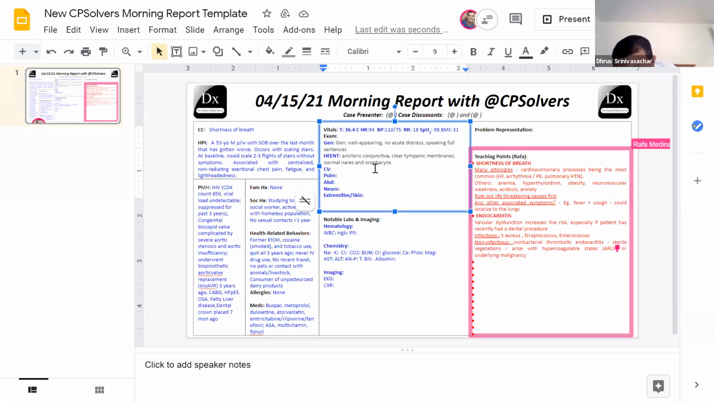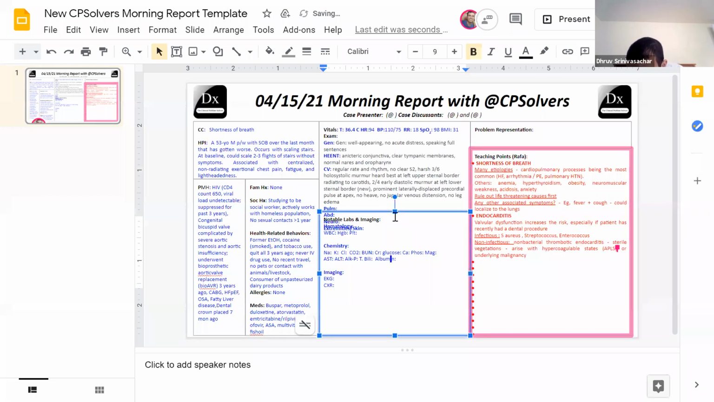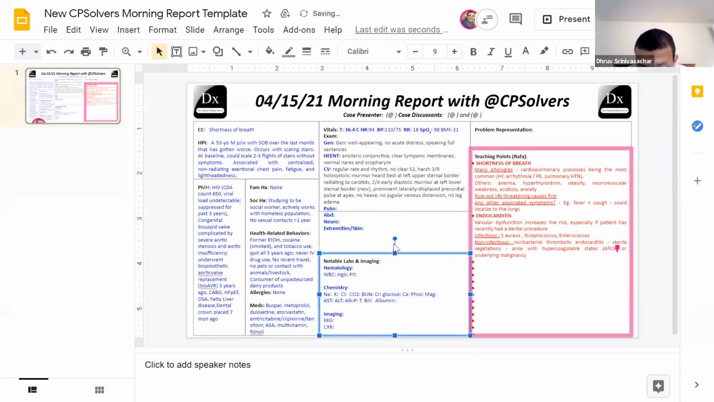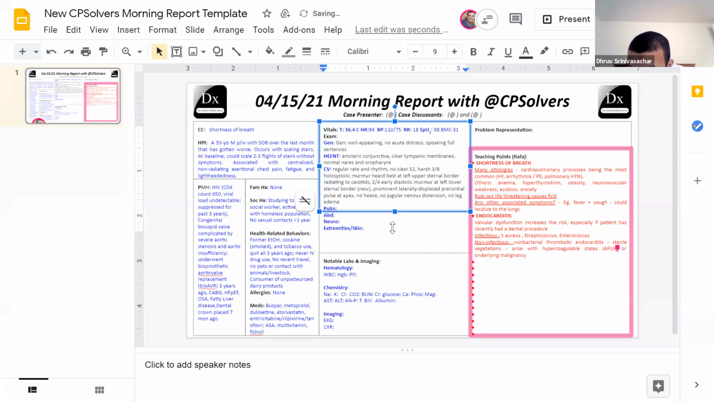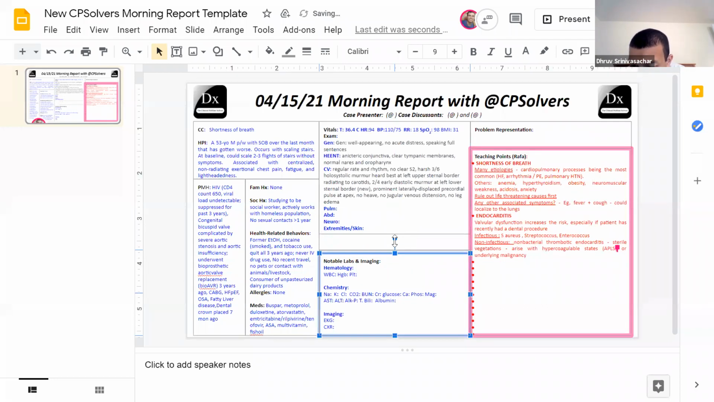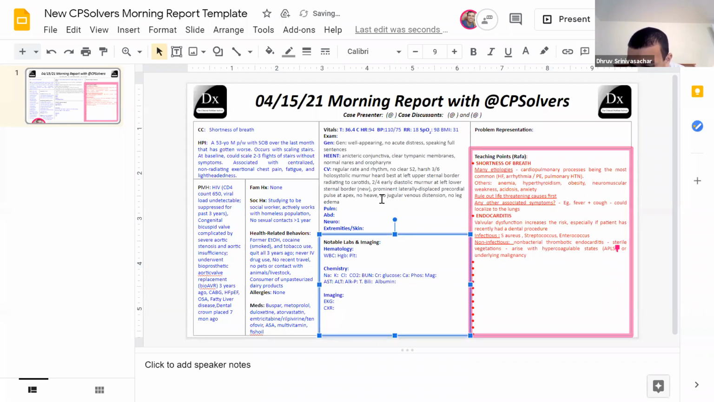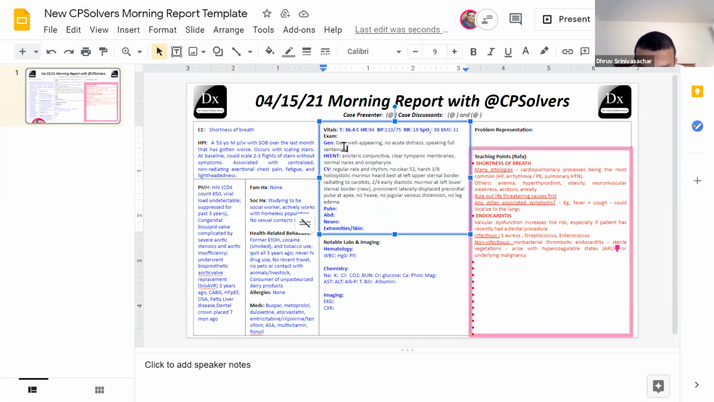And he has a harsh 3 out of 6 holosystolic murmur, best heard at the left upper sternal border, radiating to the carotids, and a 2 out of 4 early diastolic murmur at the left lower sternal border, which is new. A prominent laterally displaced precordial pulse at the apex. He does not have any heaves. He does not have any jugular venous distension, and he does not have any peripheral edema.